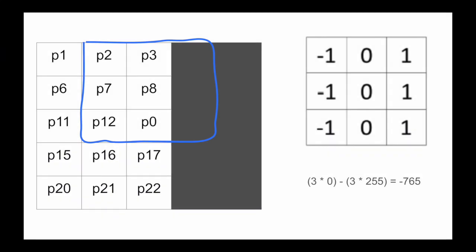Now watch what happens when we bring the filter to pixel P8. Now again, the center row is ignored, but the right and left columns are very different.